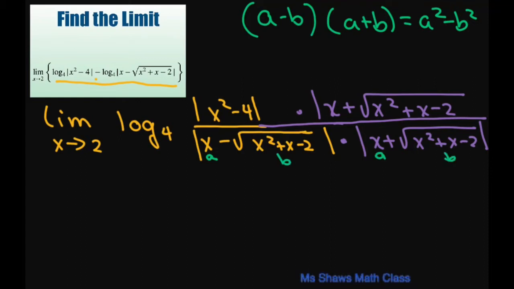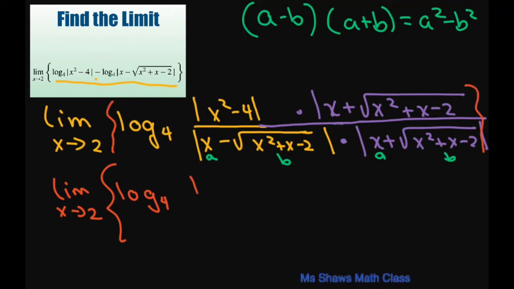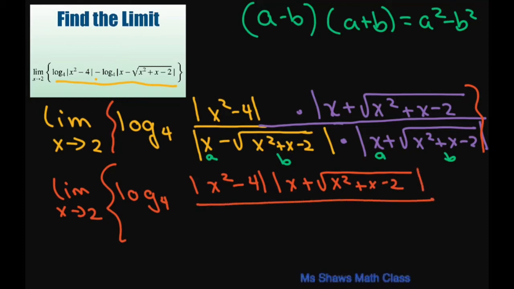So let's simplify that. This is going to give us the limit as x approaches 2 of log base 4 of, let's put this in brackets, absolute value of x squared minus 4 times absolute value of x plus square root of x squared plus x minus 2, divided by, now I'm going to use this form here, absolute value of x squared minus x squared plus x minus 2.